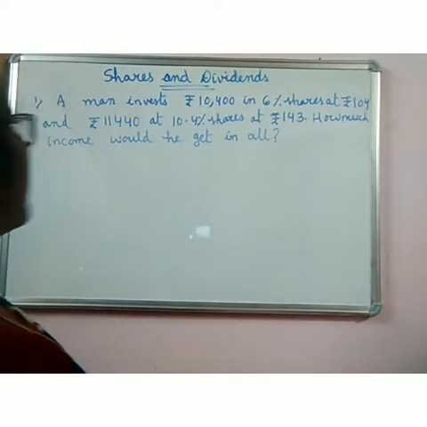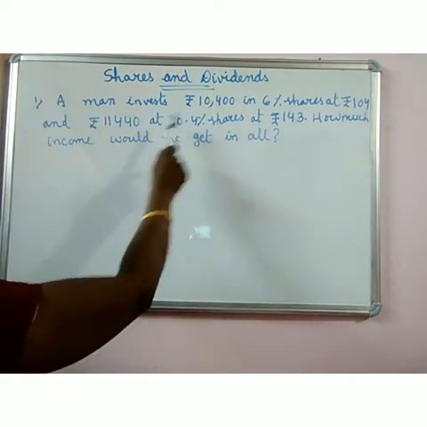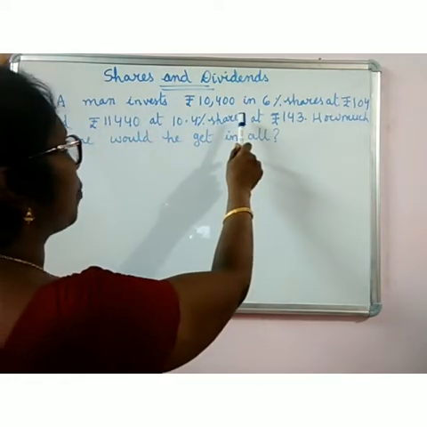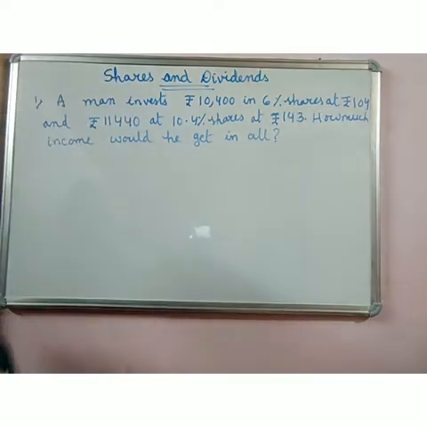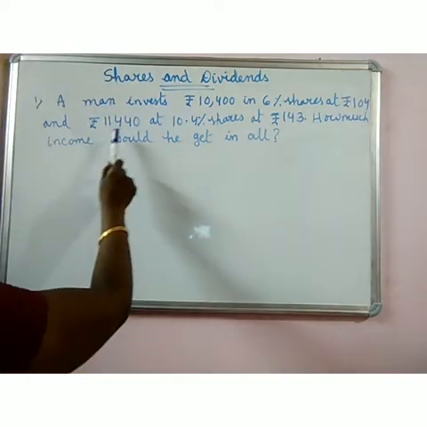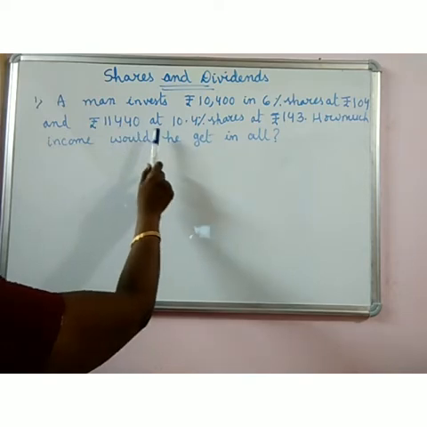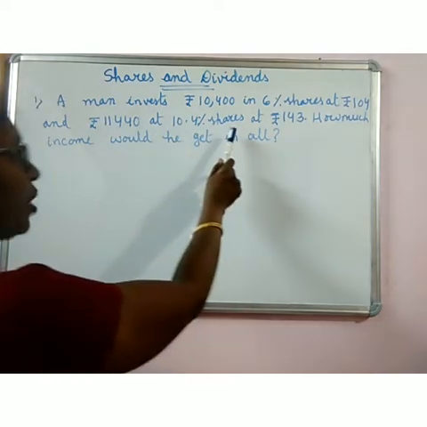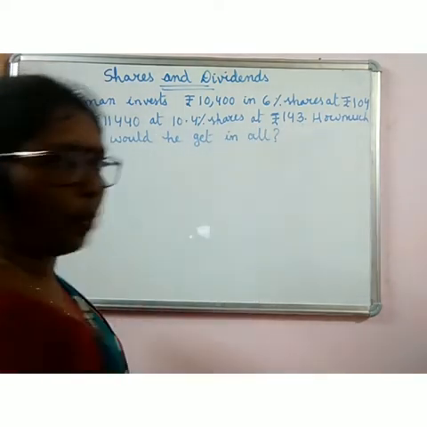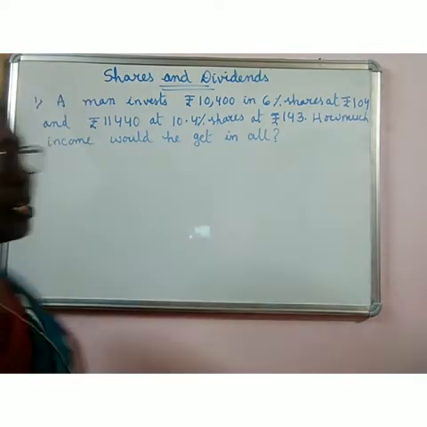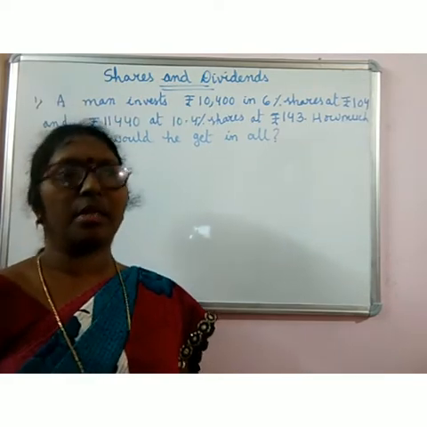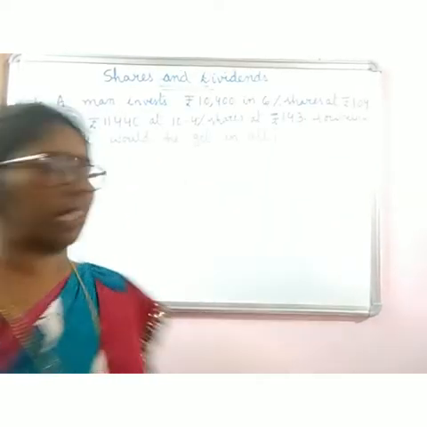Your first problem is: a man invests 10,400 rupees in 6% shares at 104 rupees and 11,440 rupees in 10.4% shares at 143 rupees. How much income would he get in all? Here you have got two situations.